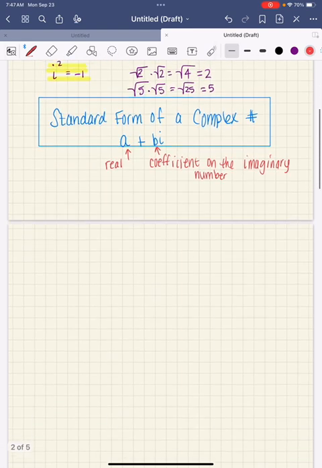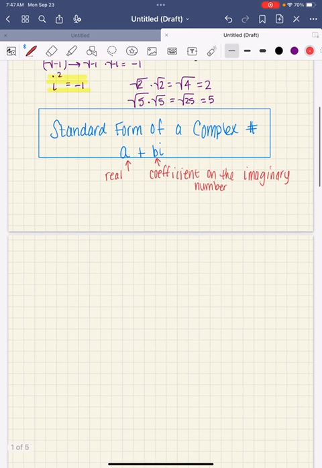I could give you something like 5 minus 3i. So 5 is the real part, that would be our a. And negative 3 is the imaginary part, and that would be my b.